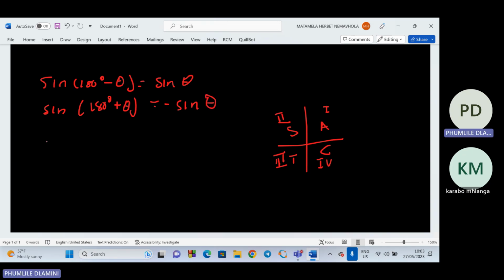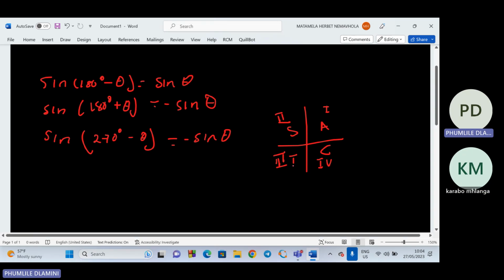And if we say sine of 270 degrees minus theta, it is in the third quadrant. And in the third quadrant, sine is negative, which means the answer becomes negative sine theta. You see, it's very simple. So let's go on, I want to write all of them from the first to the fourth.